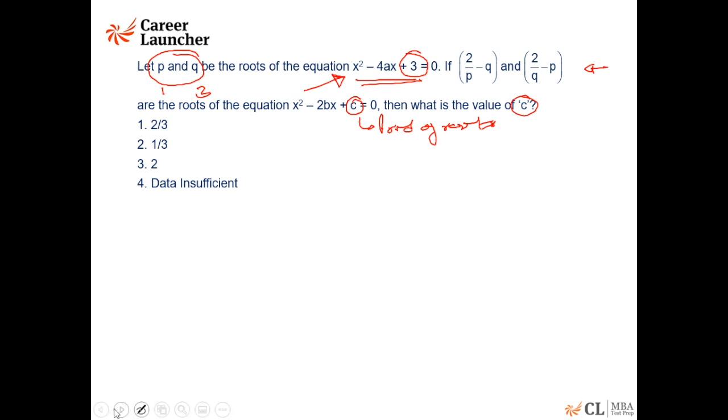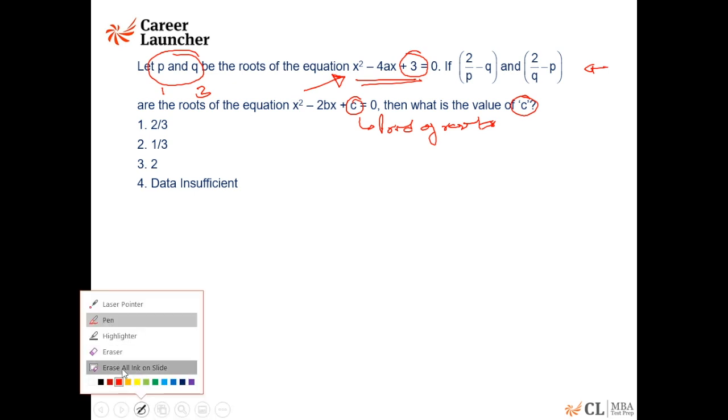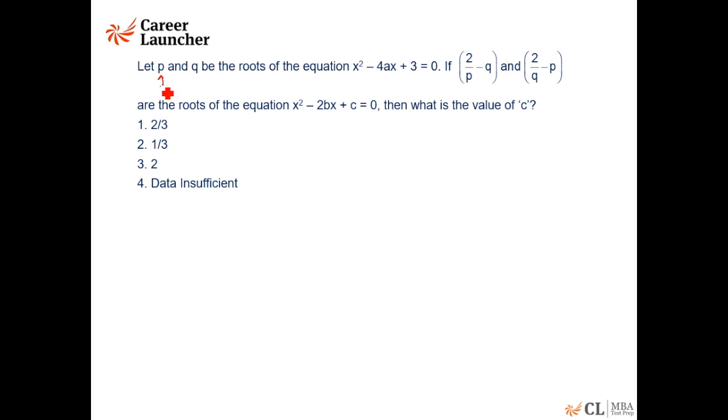Okay. So let's take the roots to be 1 and 3. Let me just erase this stuff. I have taken P as 1 and Q as 3. Now these are the new roots of this particular equation. So what is 2 by P minus Q and 2 by Q minus P?